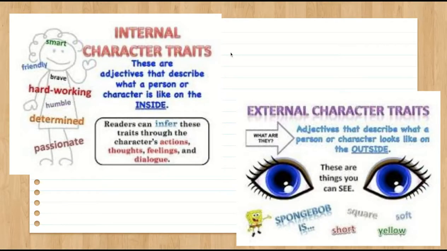So we have here two images that are giving you a little more information about what internal and external means. You should remember this from Unit 1 because we did go through what these words mean. But just to give you a little review, here on the left we have internal character traits. These are adjectives that describe what a person or character is like on the inside. So on the left we have those adjectives: smart, friendly, brave, hardworking, humble, determined, passionate. Then it says readers can infer these traits through the character's actions, their thoughts, feelings, and dialogue.